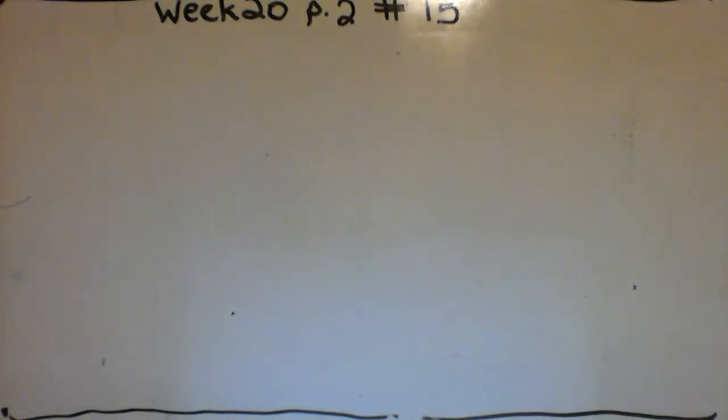This is week 20, page 2, number 15. If the pH of a solution decreases from 5 to 2, how does the concentration of hydronium ions change? Is the solution becoming more acidic or more basic?